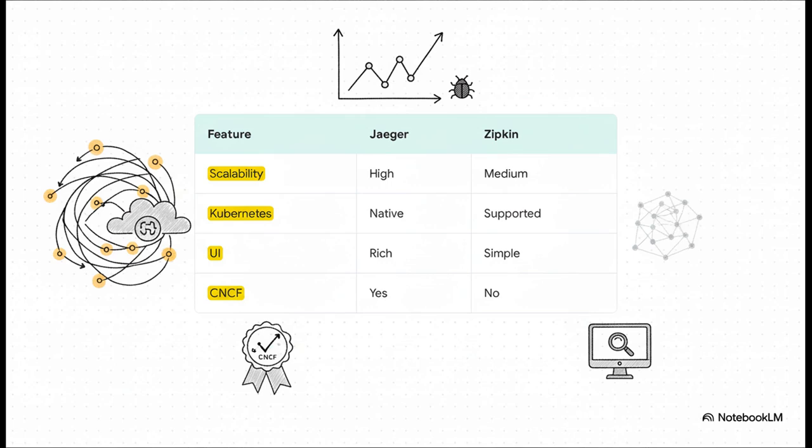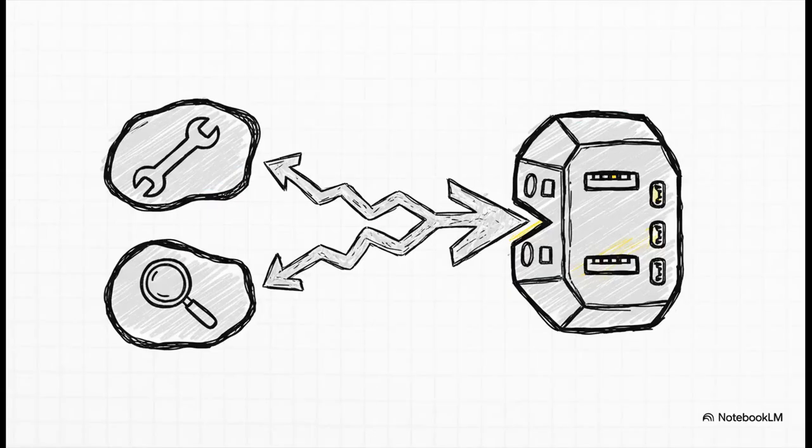Jaeger is built for massive scale, it's a graduated CNCF project, and it has native integration with Kubernetes, which is a huge plus for most modern setups. Zipkin is a bit simpler, often a great fit for smaller systems. For these reasons, you'll find that most big, modern platforms tend to go with Jaeger. But wait, the story doesn't end there.